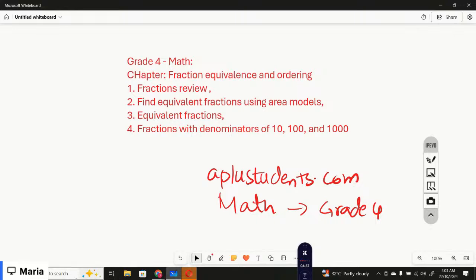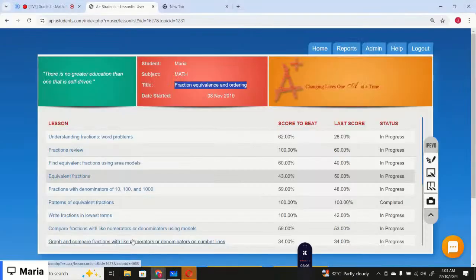Okay, please make sure you have your notebook and pencil so that you can note down the important examples and definitions as well, right? So here I'm on grade 4 math. The chapter we are on right now is fractions, equivalence and ordering. So let's just start with the lesson, that is fractions review.